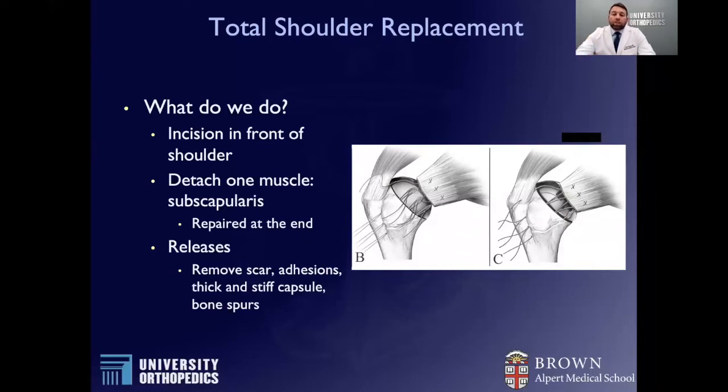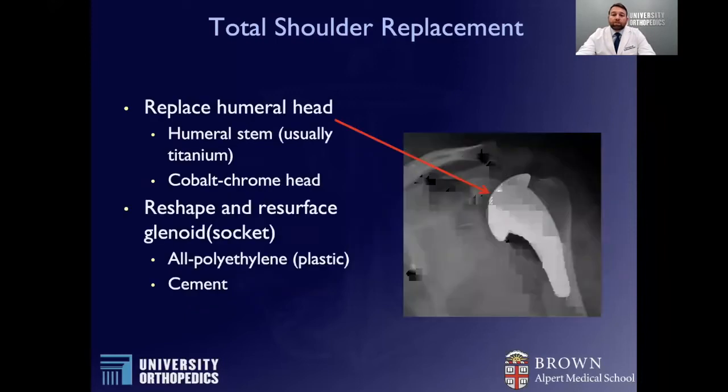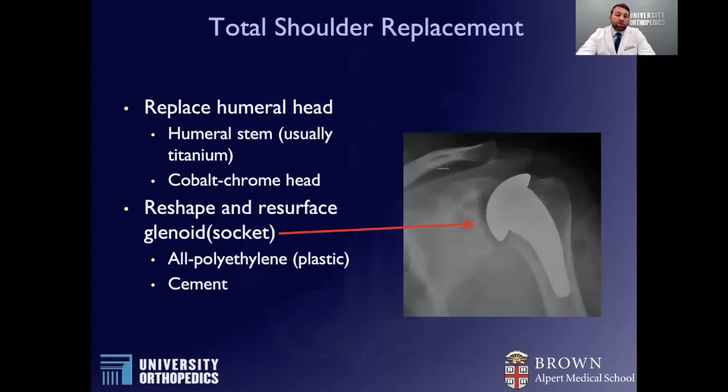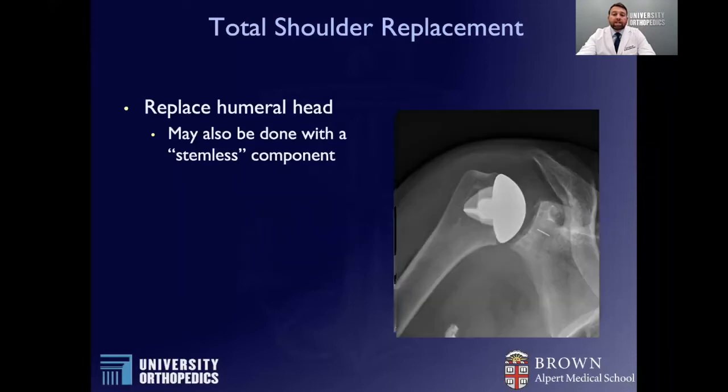Originally, shoulder replacements were done using a stem, like we see here, where there's a portion that actually goes down inside the bone. We usually use a head that's made out of cobalt chrome or metal, and then we reshape and resurface the glenoid socket and cement in a plastic portion. And so there's the part that's on the ball side, there's the part that's on the socket side. You can't really see that very well on an x-ray because it's plastic, but I'll show you some pictures in a minute.